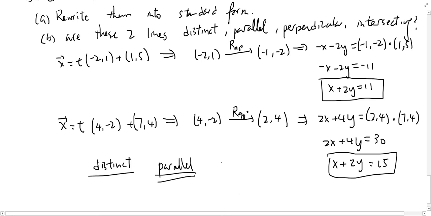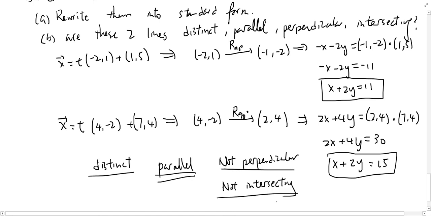And because they're parallel, they cannot be perpendicular. And because they're distinct and parallel, they will not intersect. So that would be your answer right here.